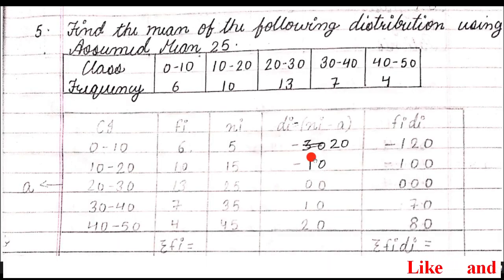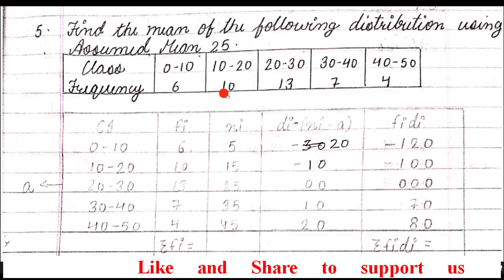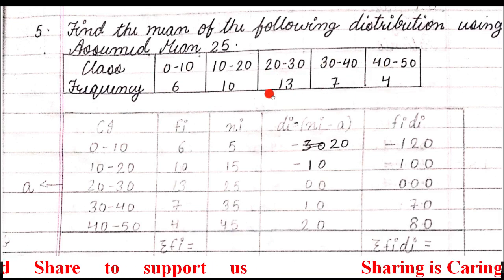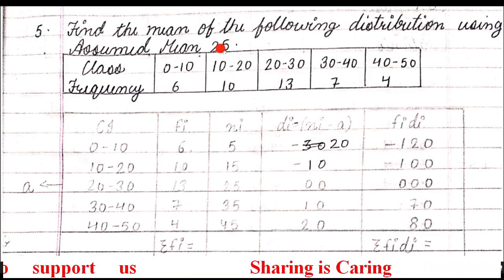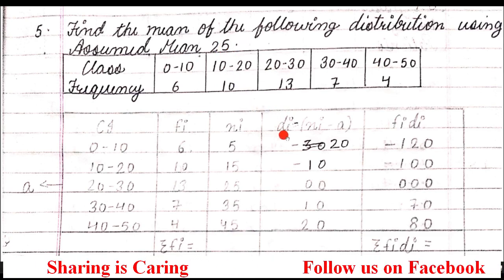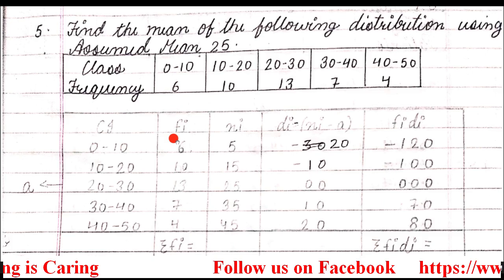Hello everyone, I am going to explain question number 5, 6 and 7 of exercise 17.4. The 5th question is, we have to find out the assumed mean of this table, and here we have to take 25 as the assumed mean, it is given to us. So see the table format of this question.